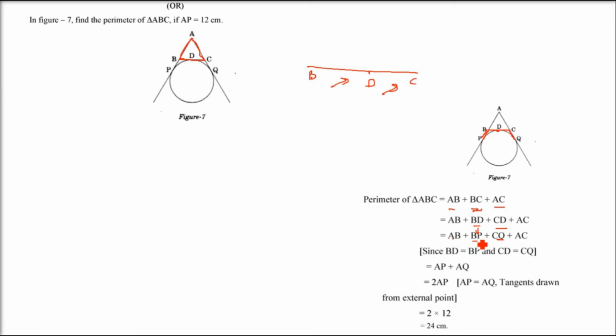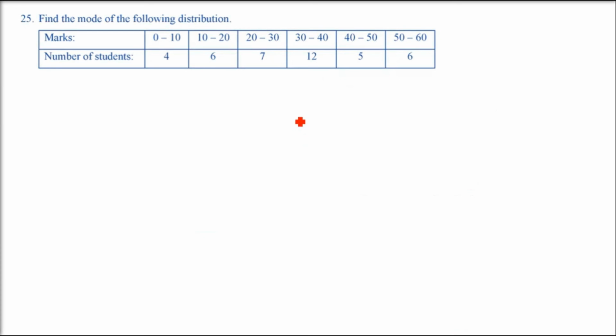Now AB plus BP is AP only. Put it here. How about AC plus CQ? AC plus CQ is AQ. So it's AP plus AQ. We know that AP and AQ are equal, so in place of AQ you can write AP. So it's 2AP. So 2 into AP, 2 into 12, AP is 12. It's 24 centimeter. So this is how you can find it out.